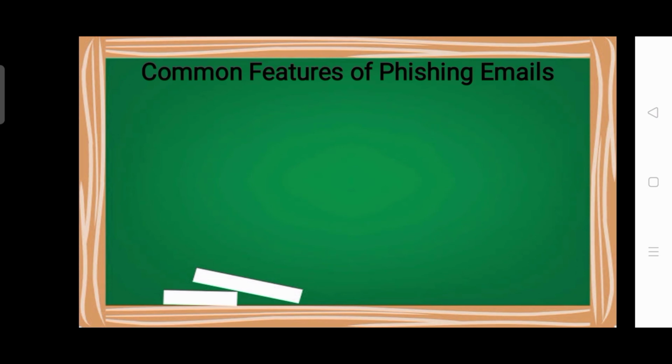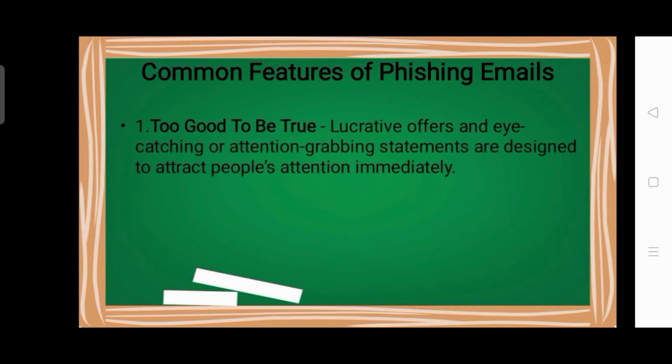Common features of phishing emails. Too good to be true. Lucrative offers and eye-catching or attention-grabbing statements are designed to attract people's attention immediately. For instance, many claim that you have won an iPhone, a lottery, or some other lavish prize. Just don't click on any suspicious emails. Remember that if it seems too good to be true, it probably is.